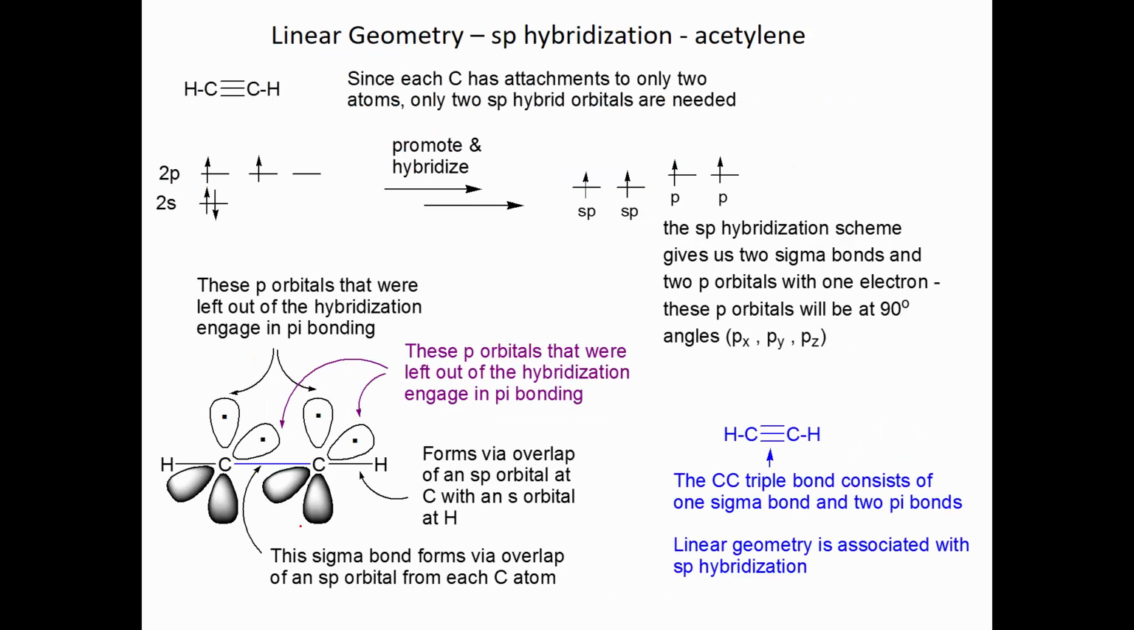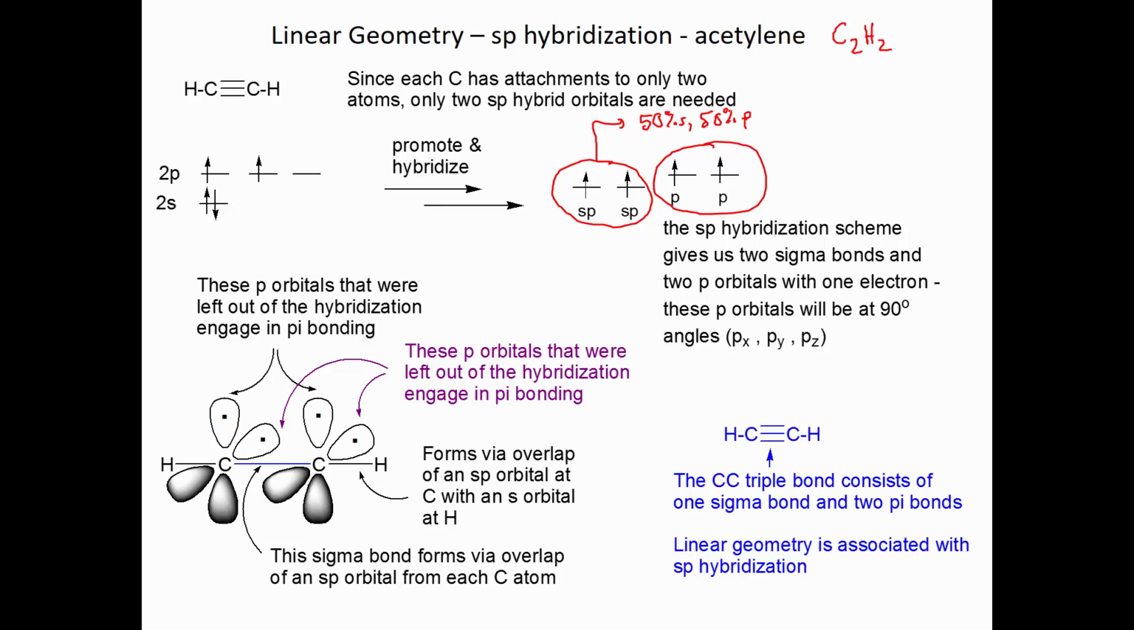All right, let's go to linear geometry, and this is sp hybridization, in acetylene, which has the molecular formula C2H2. So here's what's going to happen in acetylene. We're going to leave two of the p orbitals out of the hybridization scheme, as you see here. So when we promote and hybridize, we're going to get two sp orbitals and two purely p orbitals that were left alone. Each of these sp orbitals is 50% s and 50% p.